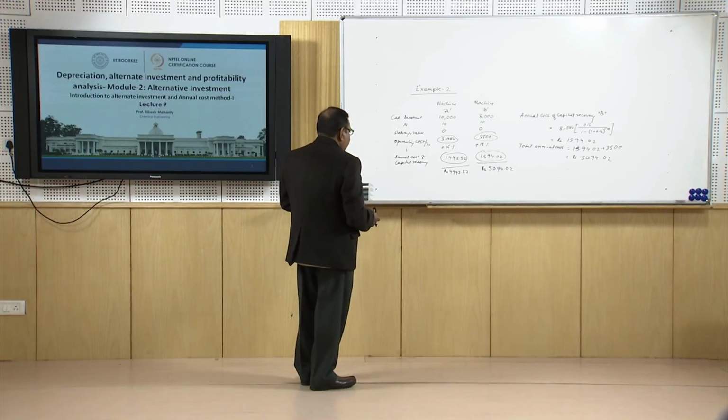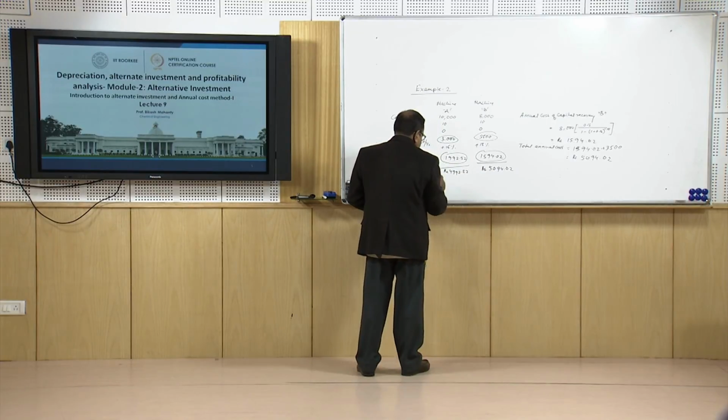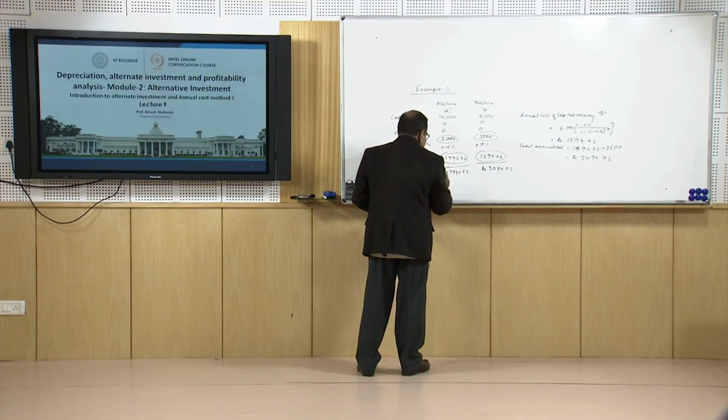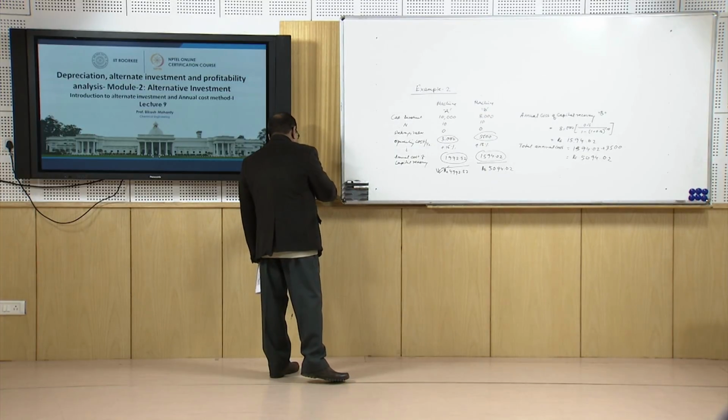So, as the annual cost of machine A is less than machine B, my selection will be A based on annual cost method.